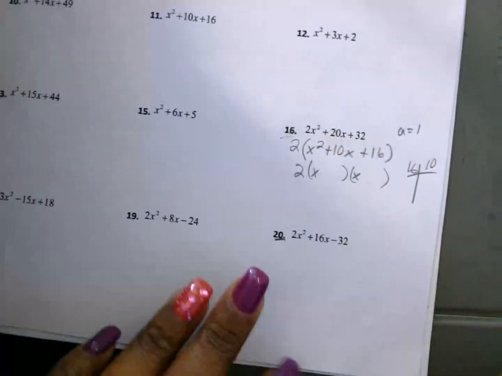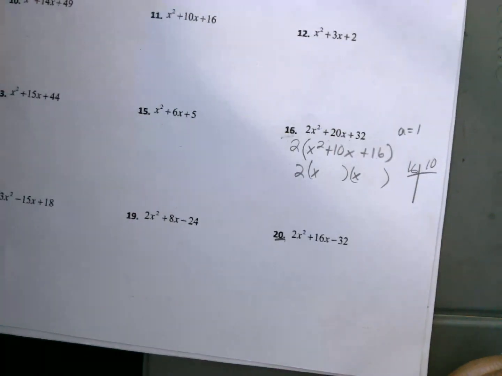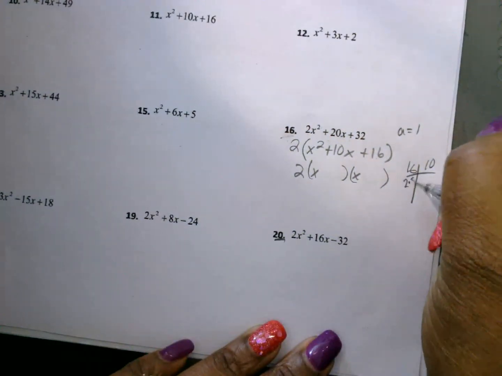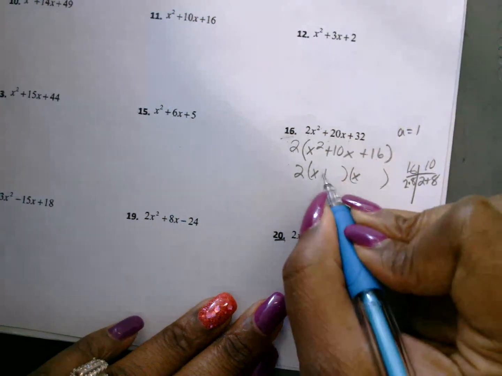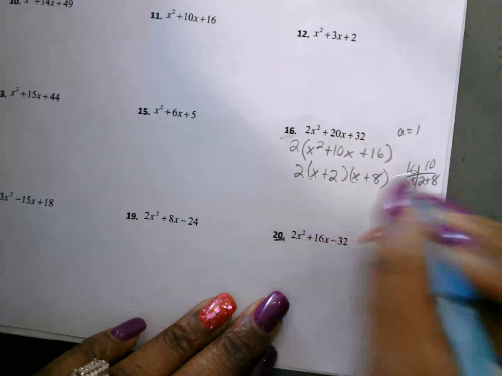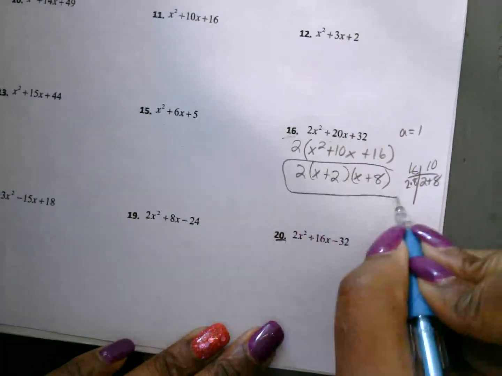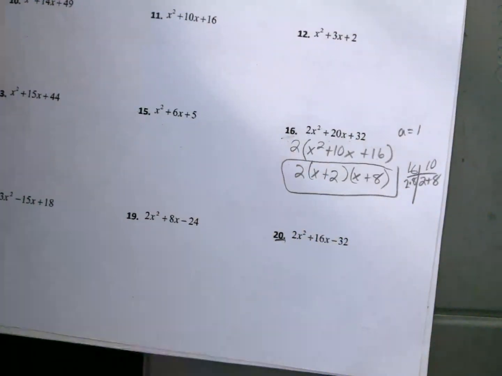Think about it. Give me some different combinations for 16. What two numbers? 2 and what? 2 and 8. 2 plus 8, yes, that gives me 10. So I can use a positive 2 and a positive 8. This is going to be my answer. Do you see that? Does that make sense?